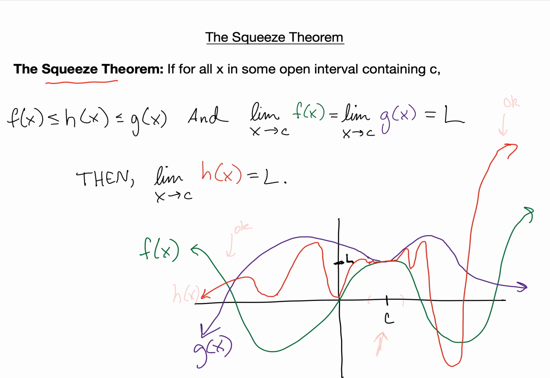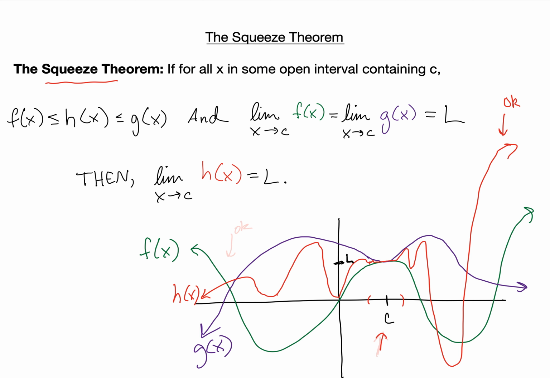So here we've got it down here in a picture. Our red function is the function h of x that is squeezed between f of x and g of x. And notice that it is squeezed between f of x and g of x over some interval containing c, but not necessarily everywhere. So over here, h of x is escaping f of x and g of x, and that's okay as long as there is some interval containing c over which h of x is between those two functions.